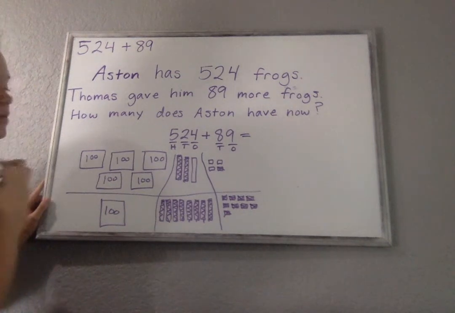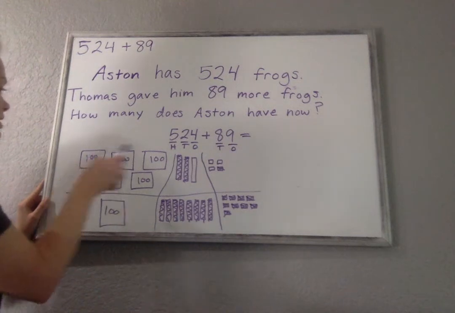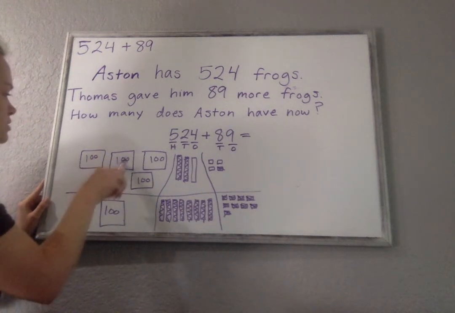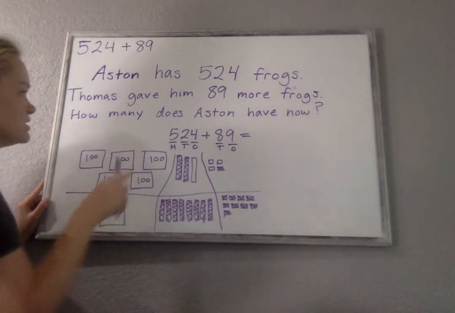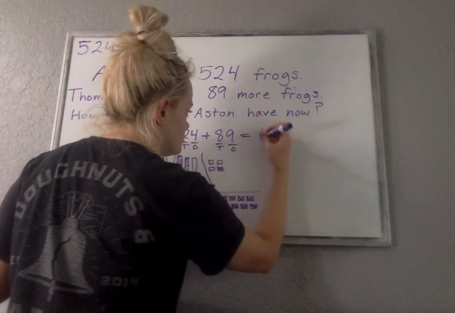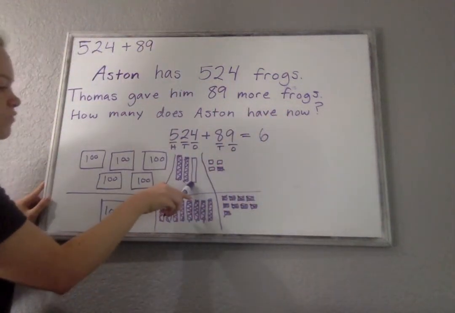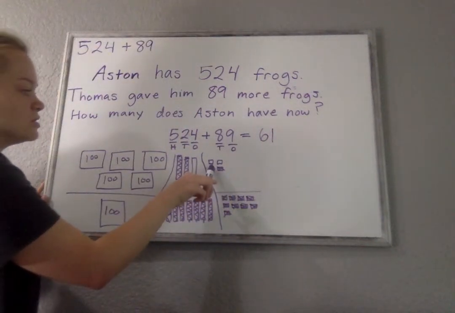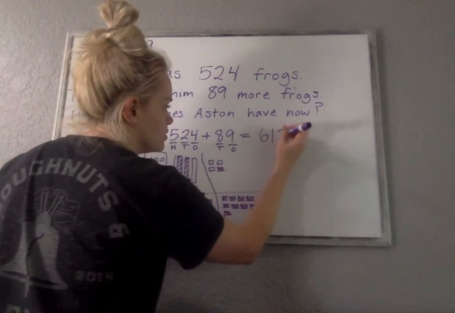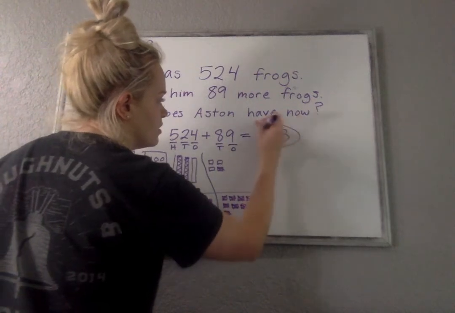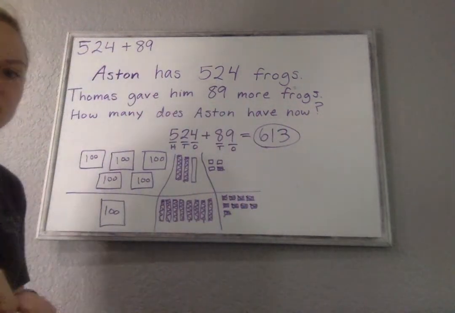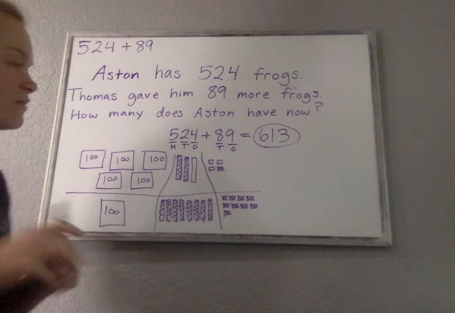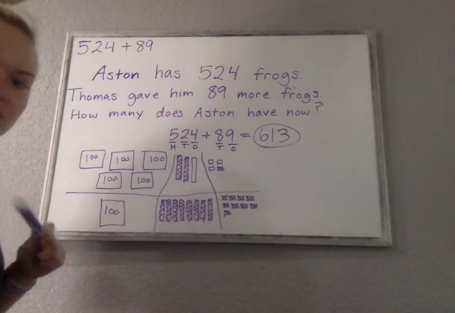Okay, now I need to write out my answer. So I know the first number I'm going to have is my hundreds place, so I'm going to count my hundreds first. 1, 2, 3, 4, 5, 6. Okay, and we only have 1 ten. And then we have 3 ones. So 1, 2, 3. So we get 613.